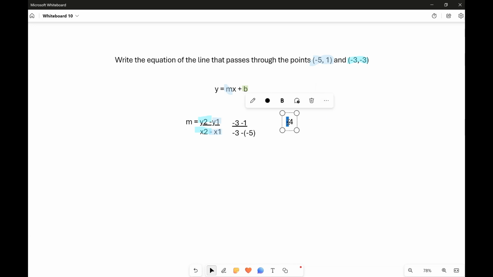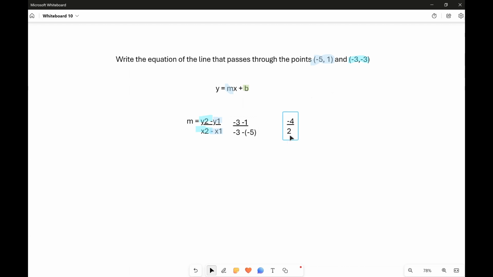And negative 3 minus negative 5, you may recall when you subtract a negative, you're actually adding. So negative 3 minus negative 5 is really going to be negative 3 plus 5. So that will give us the number 2. Right, now we're going to simplify this. Negative 4 over 2 just simplifies to the value negative 2. So that's our slope. My slope is going to equal negative 2.